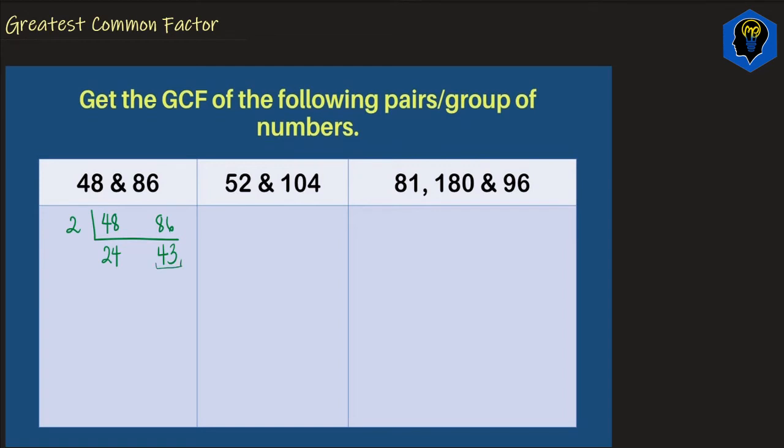So, to get the GCF, simply remember, you just look at the common factors here on the left, and that is 2. So, the GCF of 48 and 86 is simply 2.